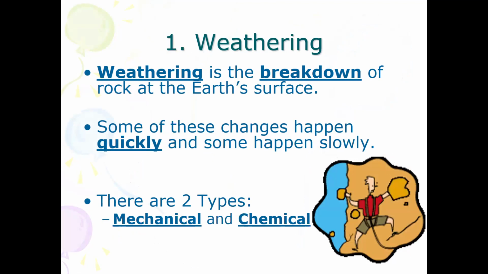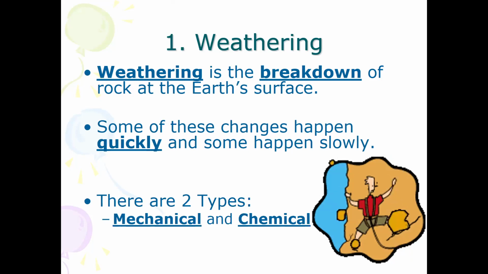Well, weathering is the breakdown of rock at or near the Earth's surface, okay? So we're talking about the breakdown of rock. It's going to start off as that solid piece as either sedimentary, igneous, or metamorphic, but something's going to happen to it to cause it to break down. And some of these changes can happen quickly and some take a much, much longer time. It really depends on what process is causing the rock to weather and also where that rock is located.